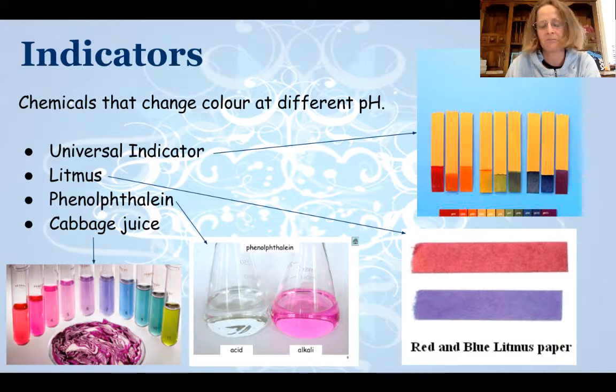Litmus paper and phenolphthalein have just one colour change. So they're one colour or another depending on whether they're in acids or alkalis, acids or bases. Litmus, you use the red paper to test for alkali and it'll go blue, and you use the blue paper to test for acids and it'll turn red. And phenolphthalein is my favourite indicator. I love that pink colour. In an acid, it's colourless completely, and in an alkali, it is a beautiful pink colour.